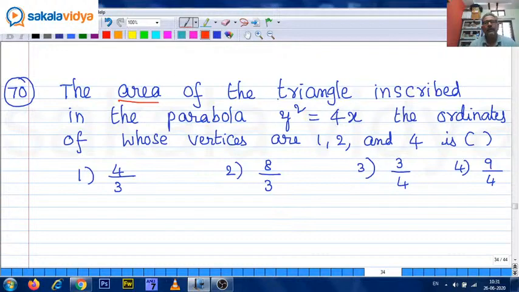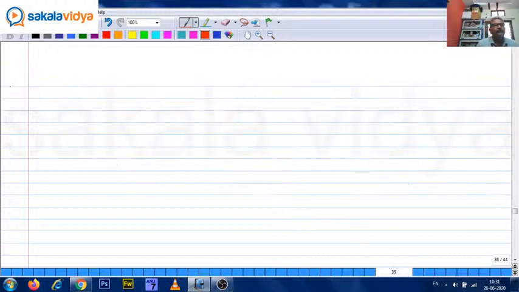Area of the triangle inscribed in the parabola y square is equal to 4x, the ordinates of whose vertices are 1, 2, 4. y1 is equal to 1, y2 is equal to 2, y3 is equal to 4. Then the area of the triangle inscribed in the parabola, we need to find out. For this one we have a shortcut, so let us apply the shortcut.